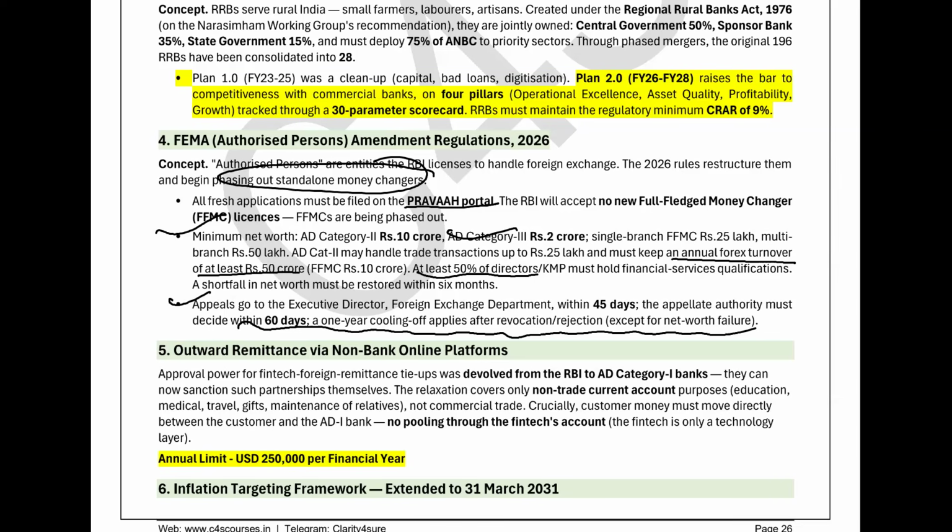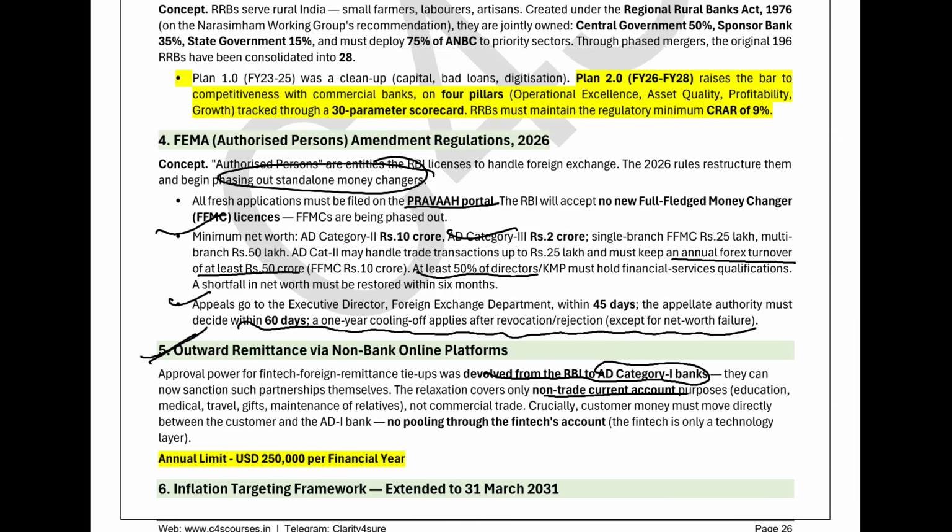Now, fifth circular: outward remittance via non-bank online platforms. Please have a look. Approval power for fintech foreign remittance tie-ups has devolved from RBI to AD Category 1. They can now sanction such partnerships themselves. This is important: non-trade current account purposes such as education, medical, travel, maintenance and relatives. Non-commercial trade. Now understand this, there is no pooling through the fintech account.